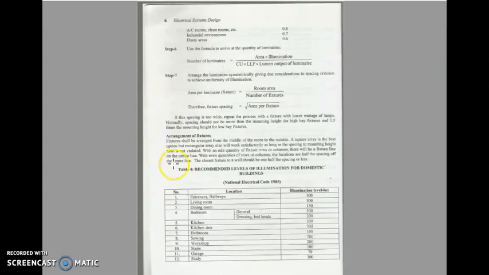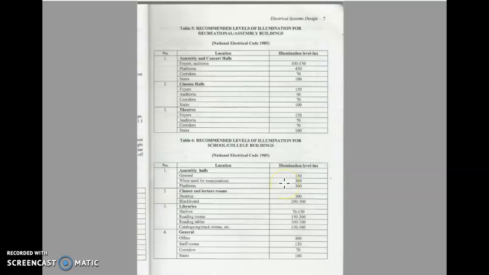And this is what we were discussing when we were discussing the design aspects. So the recommended levels of illumination for domestic buildings, the unit is in lux. So the living room, it should be 300 lux. The dining room, it should be 150 lux. The bedroom, kitchen, bathroom, workshop, study room, it should be 300 lux. So these are being taken from the National Electric Code.